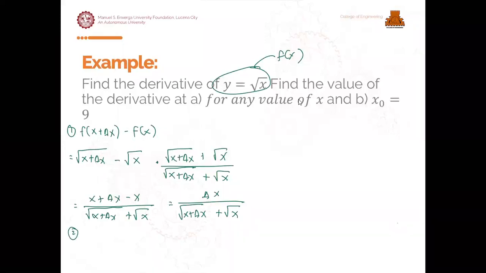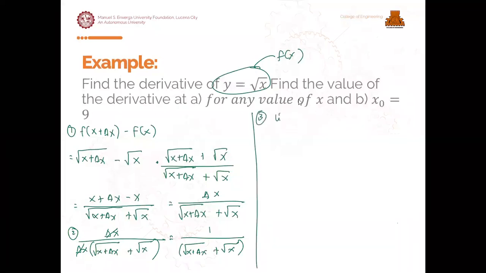Then yung second one natin is di-divide natin ng delta x. Okay? So meron tayong delta x dito. So square root of x plus delta x plus square root of x. So cancel out natin yung delta x. So we have 1 over square root of x plus delta x plus square root of x. Okay? So ito yung number 2. Then sa step 3 is lalagay na natin siya sa limit. Okay? So limit of delta x approaching 0. So 1 all over square root of x plus delta x plus square root of x.